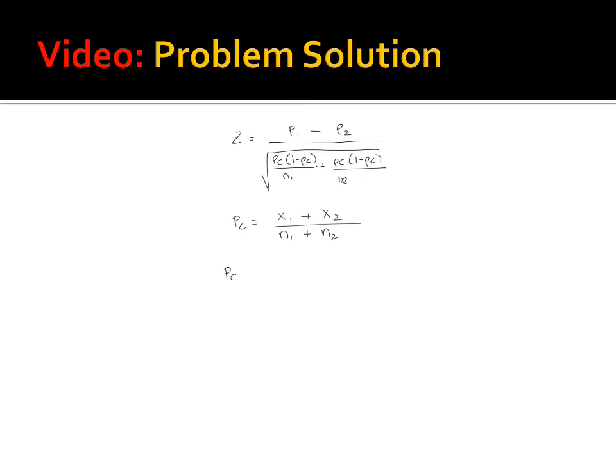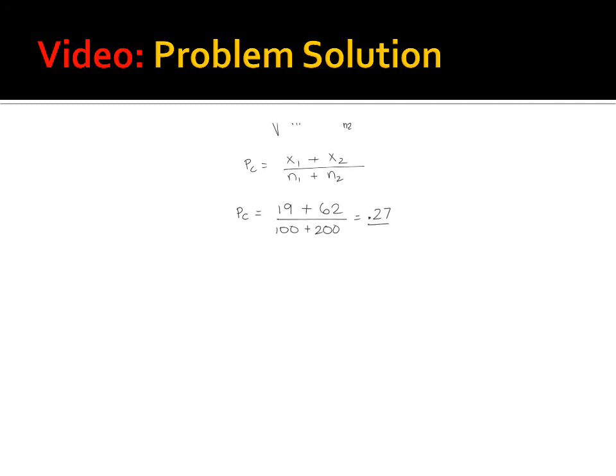All right, let's find our pooled proportion for this problem. PC is equal to 19 plus 62, divided by 100 plus 200. So our pooled proportion for this problem is 0.27. It's like putting together the two proportions. We're saying this is like the average number of people that would like the perfume of the whole group.